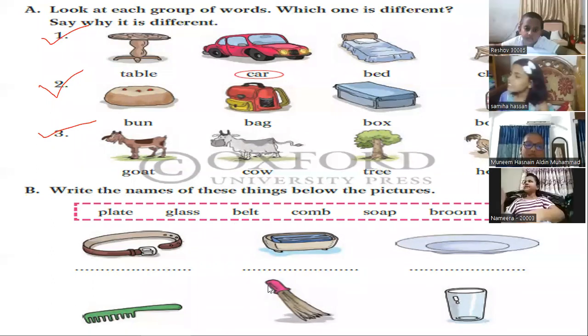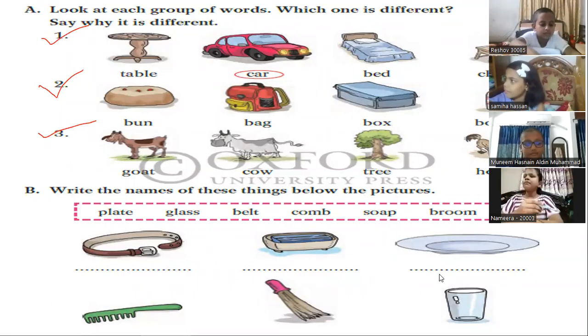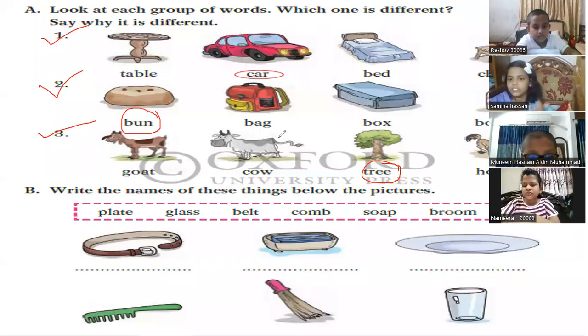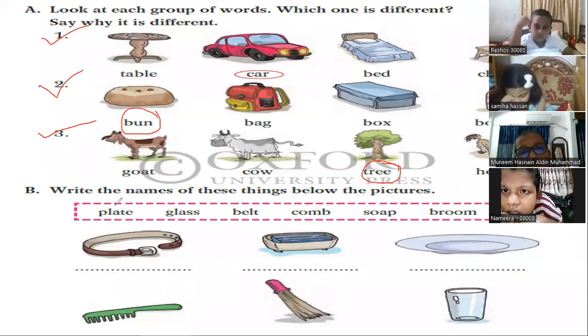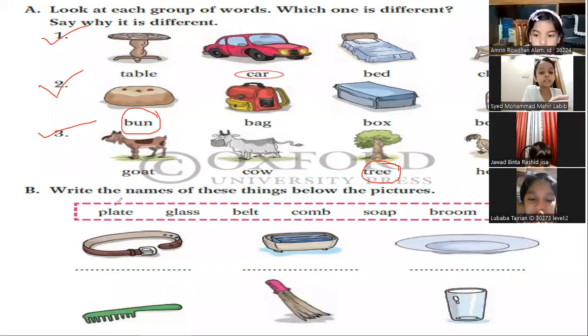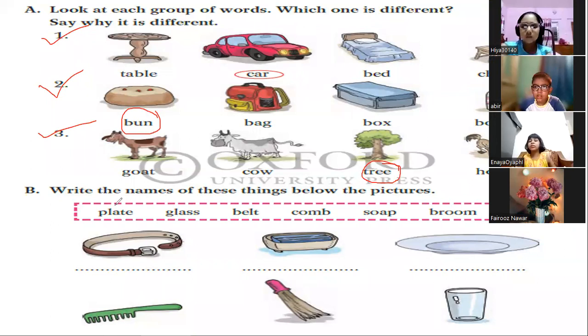Okay, Munim, give the explanation why tree is different from the other ones. Because goat, cow, and horse are animals. A tree is a natural thing. Yes. Tree is different. Tree is a plant.